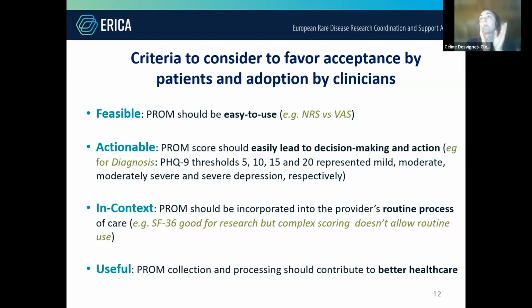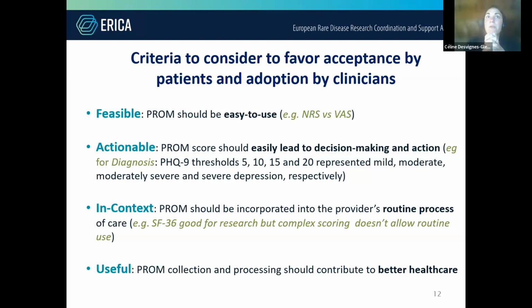Here is a comparison between a numerical rating scale and a visual analog scale, two different types of scales measuring the same thing. But it's way easier to score with an NRS compared to a visual scale, where you have to tick on the scale, and it's kind of difficult to get the precise score of the patient.